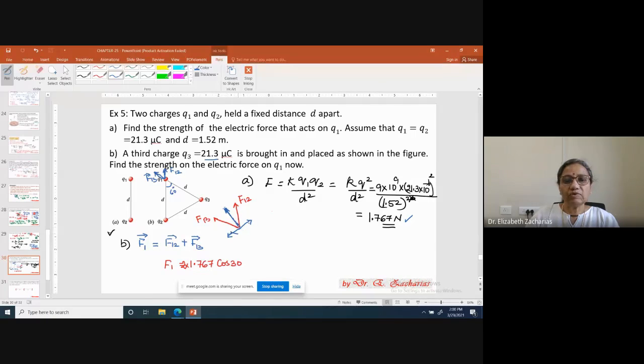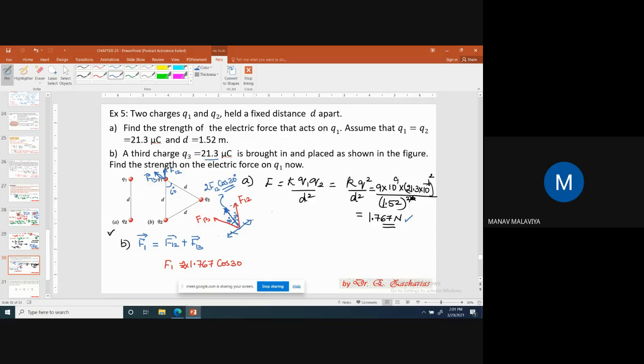Now these two components will cancel out, and this is 30 degrees. This is also 30 degrees. F12 and F13 are the hypotenuse of the right angle triangle. Therefore, this vector is simply going to be 2 times F12 cos 30, because this total angle is 60. Is this clear, guys?